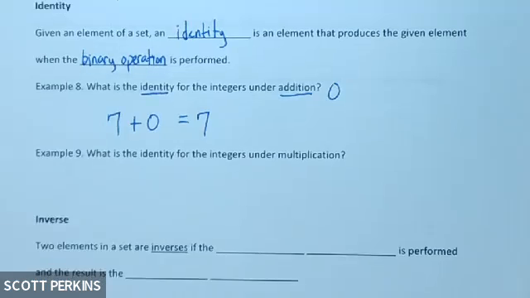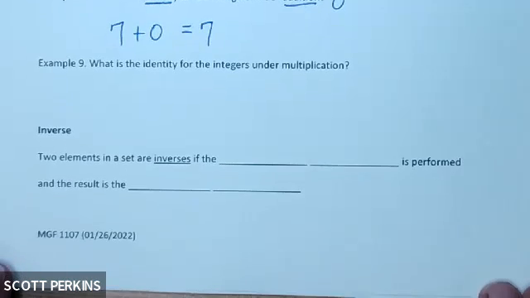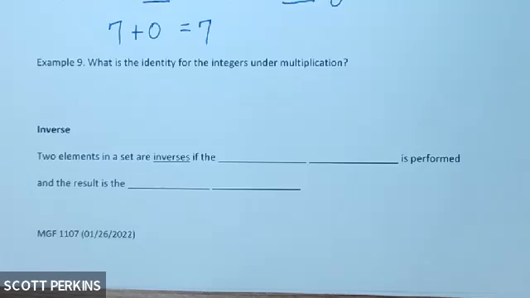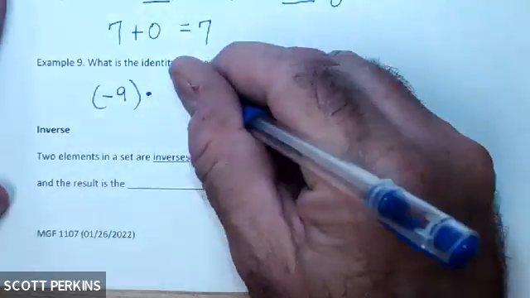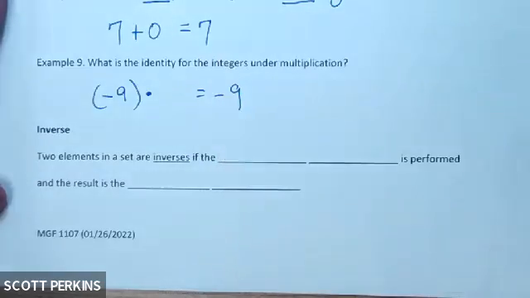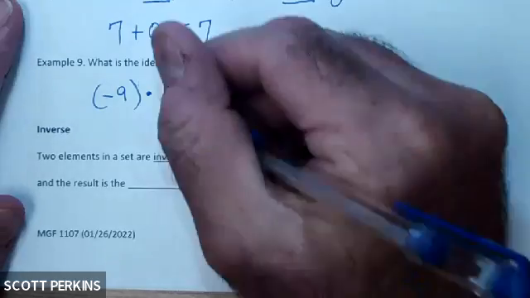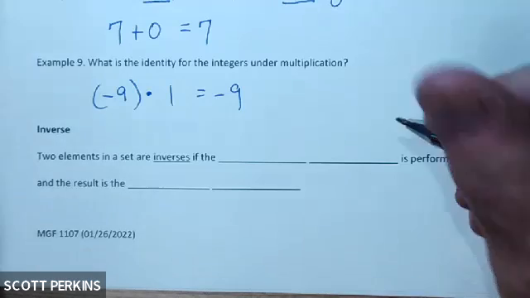So then here's my next question. I'm going to give you 30 seconds to think about it. Example 9. I want you to write down what you think the identity for integers is under multiplication. So if I start off with any integer, let's say -9, what am I going to multiply by -9 in order to end up where I started? And the identity is what? 1. Yes.